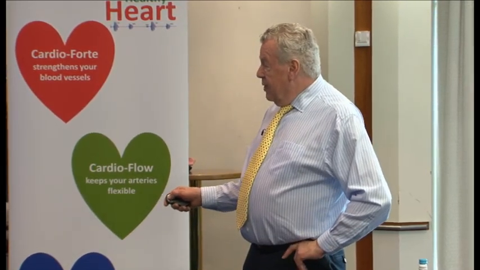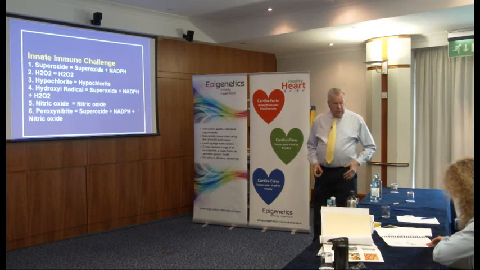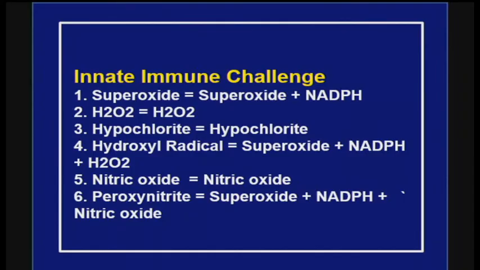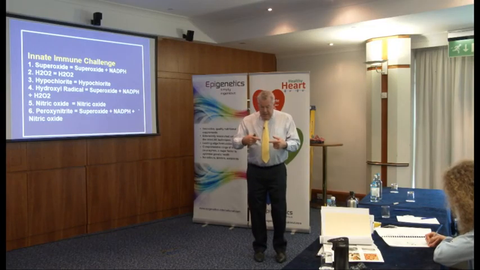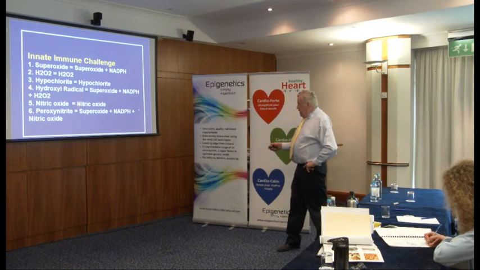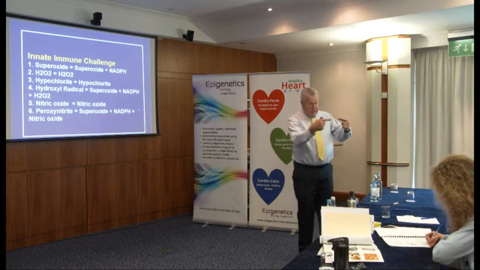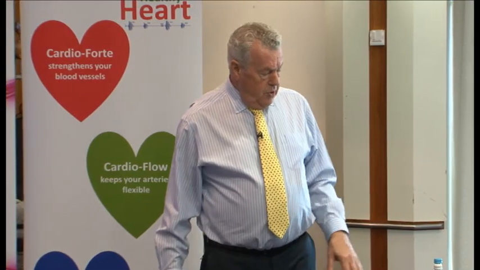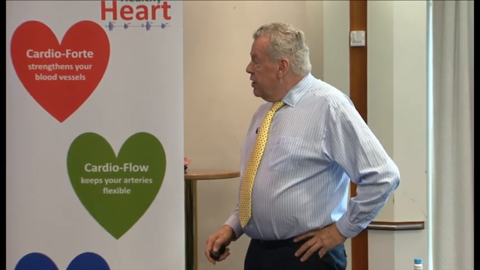Hypochlorite is, of course, hypochlorite, which is household bleach, and that's the best marker to actually use. Hydroxyl radical is a combination of superoxide and the NADPH plus peroxide. So think about the cascade, how we're making it. So what would happen is we put peroxide and superoxide together. Nitric oxide is the best marker for that. And peroxynitrite, as I said, is when superoxide and nitric oxide come together non-enzymatically. So you just simply got to put those two vials together.